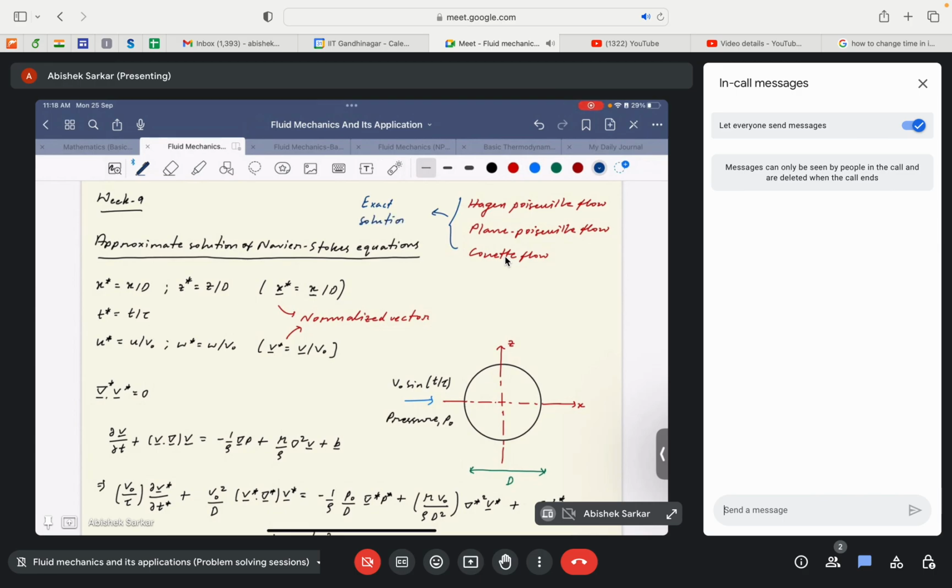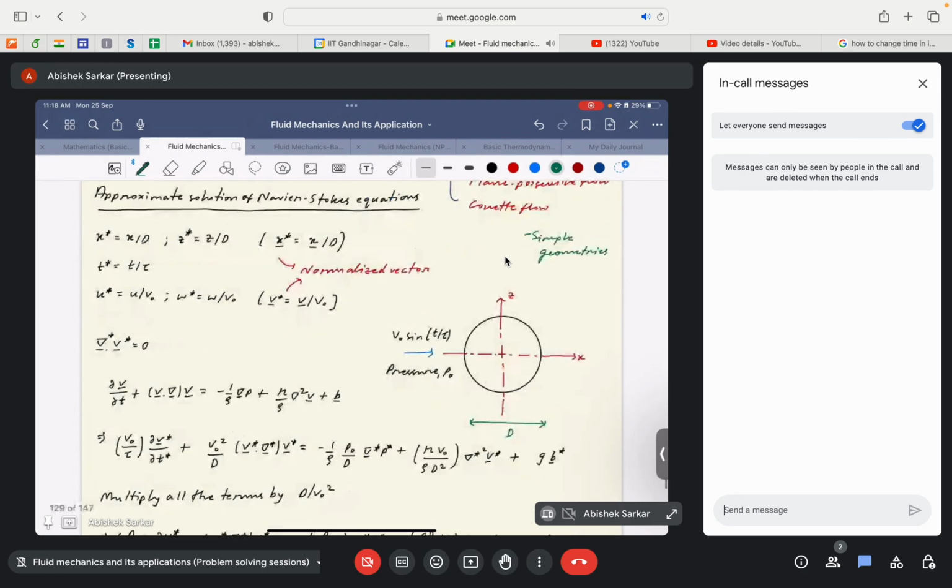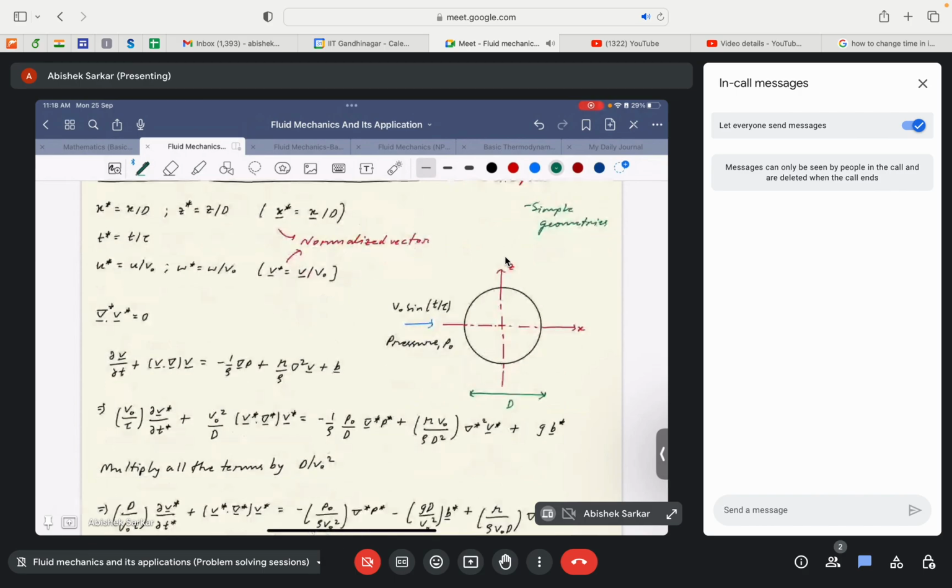So the question arises, why deal with approximate solutions, right? The answer lies in the fact that the problems we have chosen, the exact solutions that we got, were for very simple, extremely simple geometries, which is not usually the case. In our day-to-day engineering applications, we don't usually deal with such simple geometries. Not that complicated either, but not that simple.